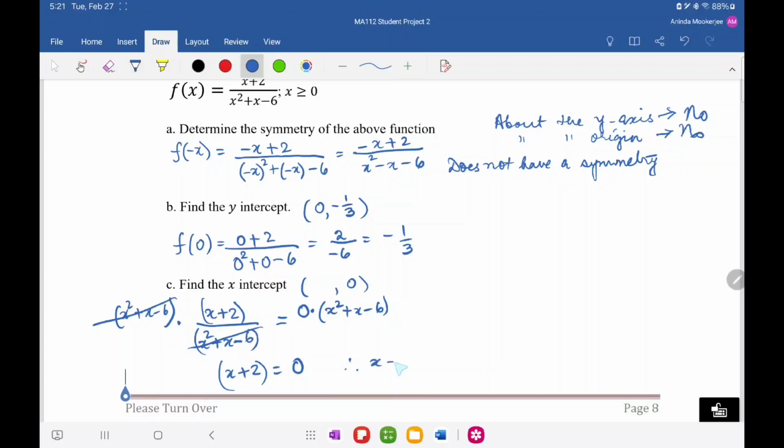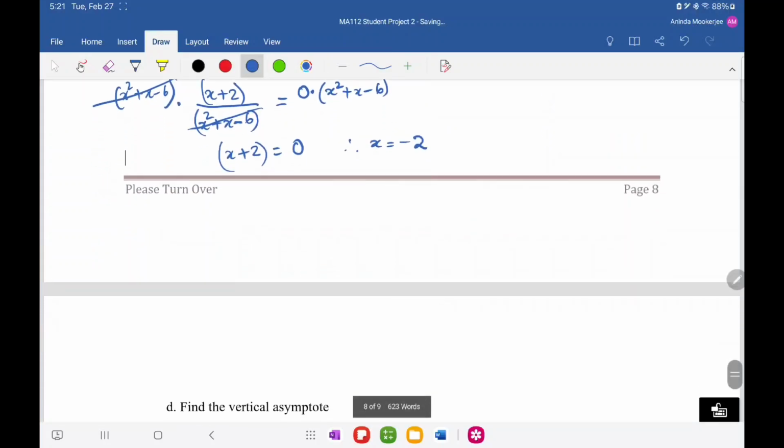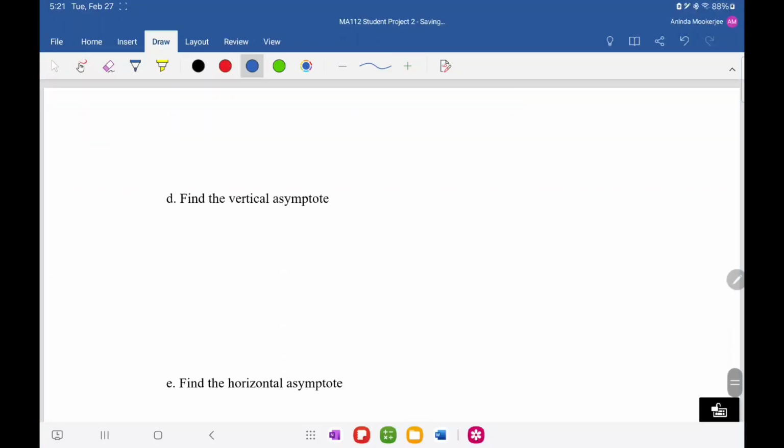X equals negative 2. So the x-intercept is going to be negative 2 comma 0. So here we have found the symmetry. Well, there wasn't any symmetry, but we answered the question about symmetry. We found our y-intercept. We found our x-intercept. Now the next part says find the vertical asymptote.